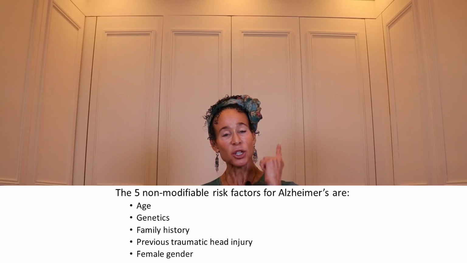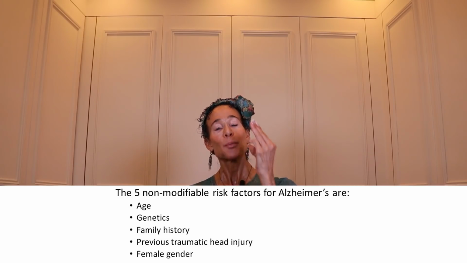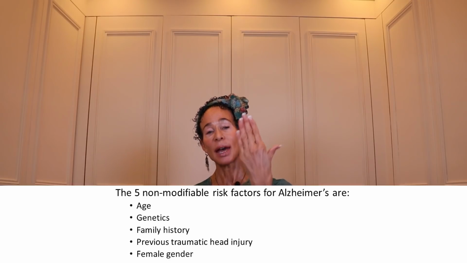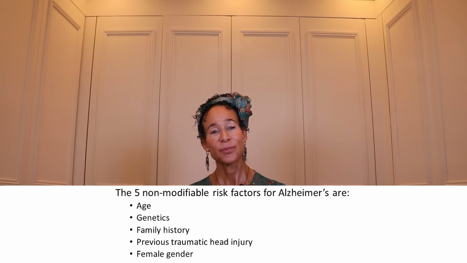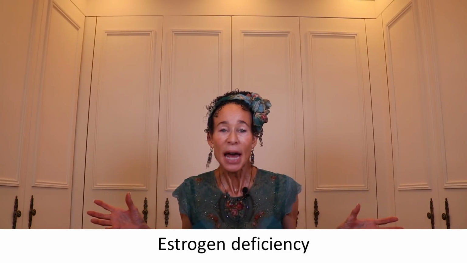So, the 5 non-modifiable risk factors for Alzheimer's are age, genetics, family history, previous traumatic head injury, and female gender. So now we turn our attention to the risk factors that are modifiable. The first one is very closely related to the one we just discussed. It's estrogen deficiency. Now this is very, very important. Why? Well, think about it.